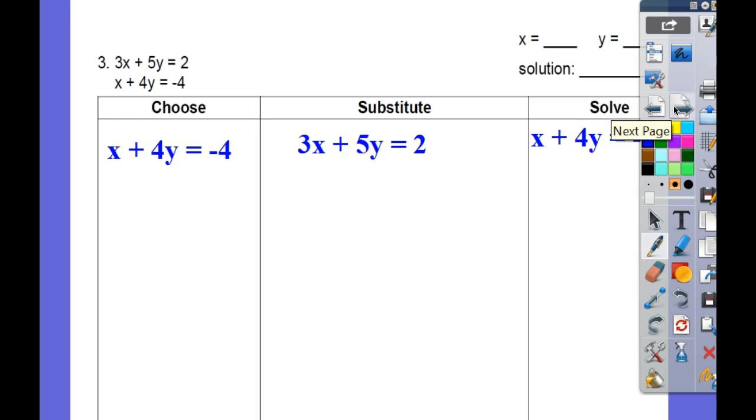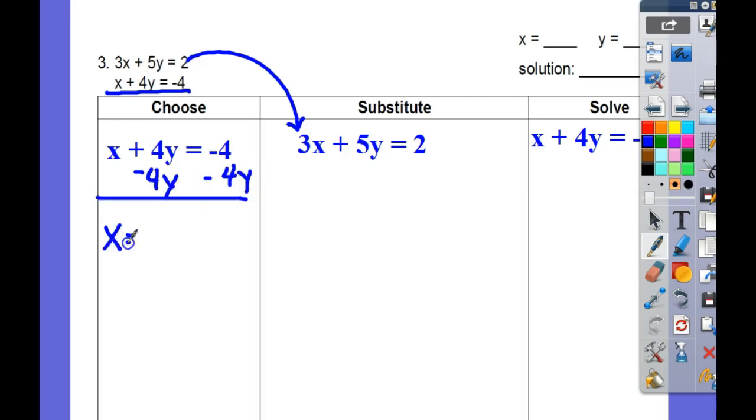It appears to me that this one would be easiest to solve for x because there is no coefficient in front of the x. So I put that one in my first column and my last column, and then I put the other one in the middle column. I need to solve this for x. I am solving it for x because x is easier to solve for than y in this problem. That is what x is equal to.